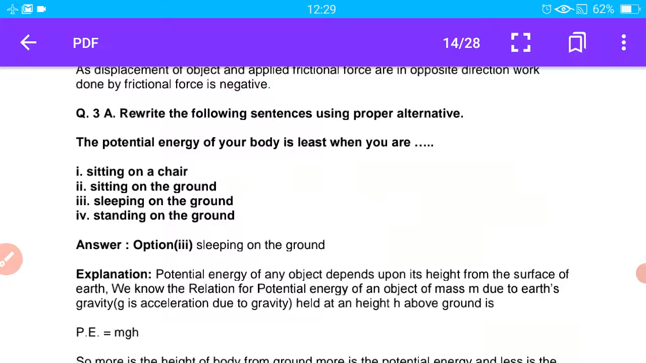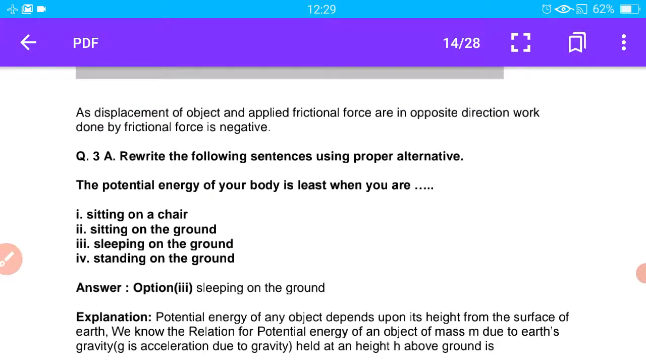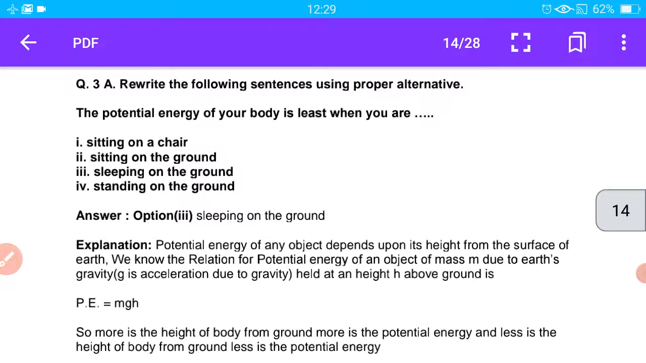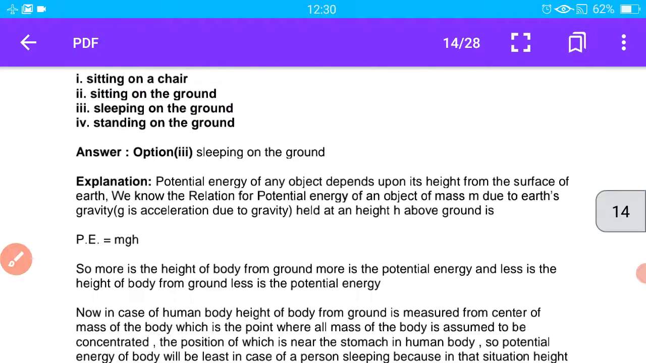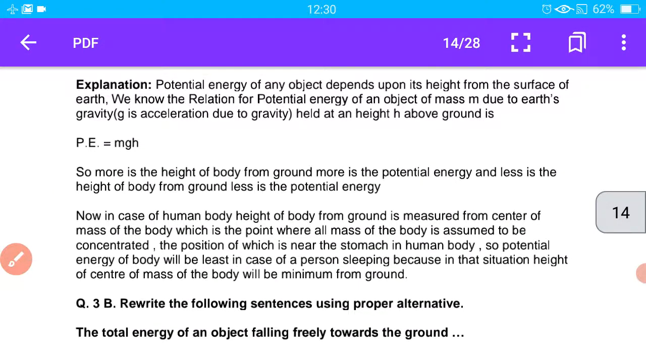Okay. And question number 3A, rewrite the following sentence using proper alternatives. The question is, the potential energy of your body is least when you are option A, meaning 1, sitting on a chair, second, sitting on the ground, third, sleeping on the ground, or fourth, standing on the ground. Which is right? Third is right, sleeping on the ground. Okay. Explanation, your choice. Okay.